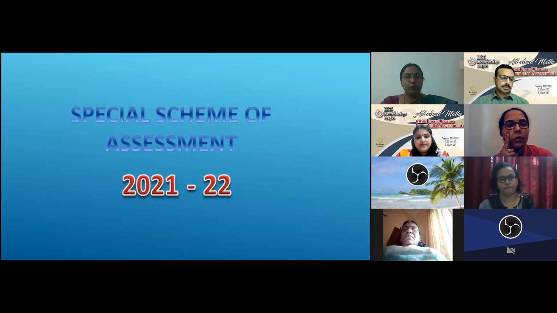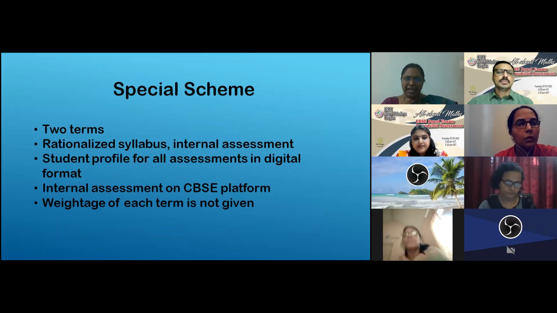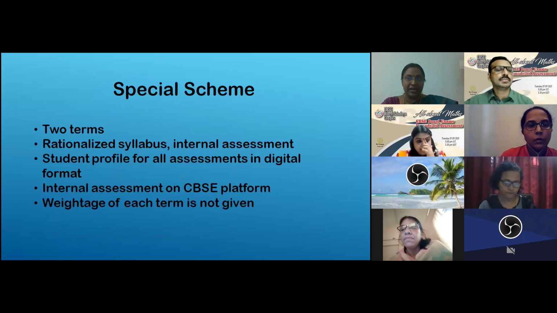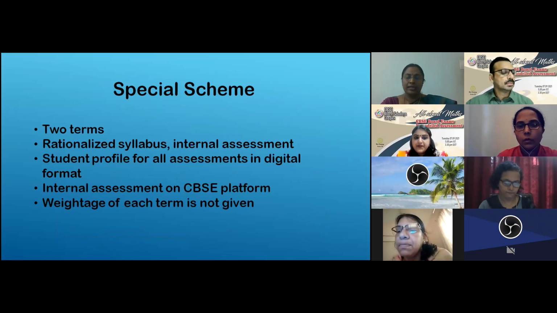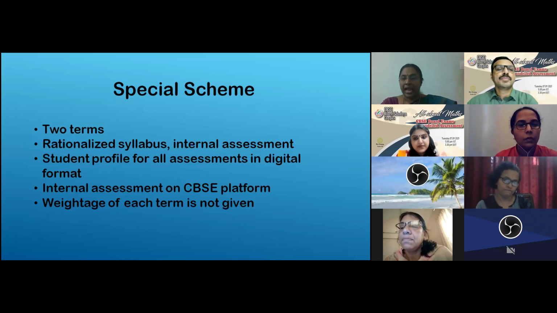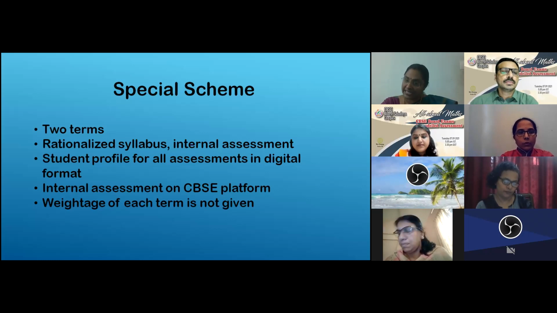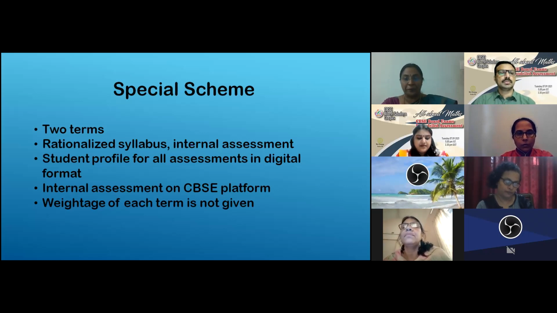Special scheme. Now we are into the special scheme. A special scheme they have introduced, and the main components of the special scheme they have given, according to mathematics, I focus. There are 2 terms, term 1 and term 2, for all the subjects. And they have given us a word, the day they introduced the special scheme, that the syllabus will be rationalized. They would be giving a rationalized syllabus later. And internal assessment also will be given clearly later on.